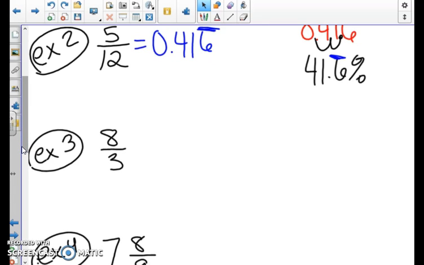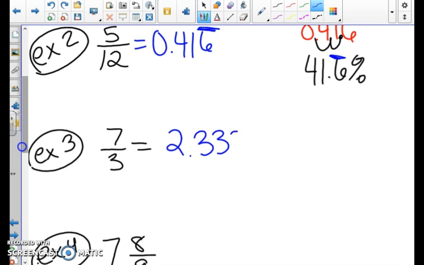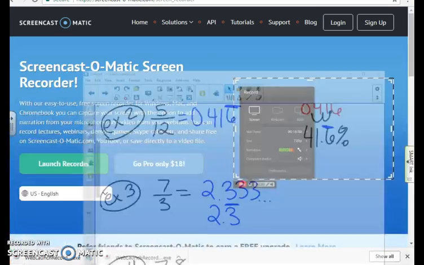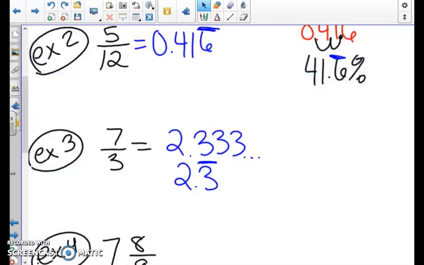All right, 8/3. That's an improper fraction. Nothing to stress out about. All you do is put 8 divided by 3 into your calculator. Actually, let's do 7/3 just because. All right, so 7 divided by 3 is 2.333, and so forth. Okay, that's done. However, I need to rewrite that as 2.3 repeating. All right, I go over to my decimal.